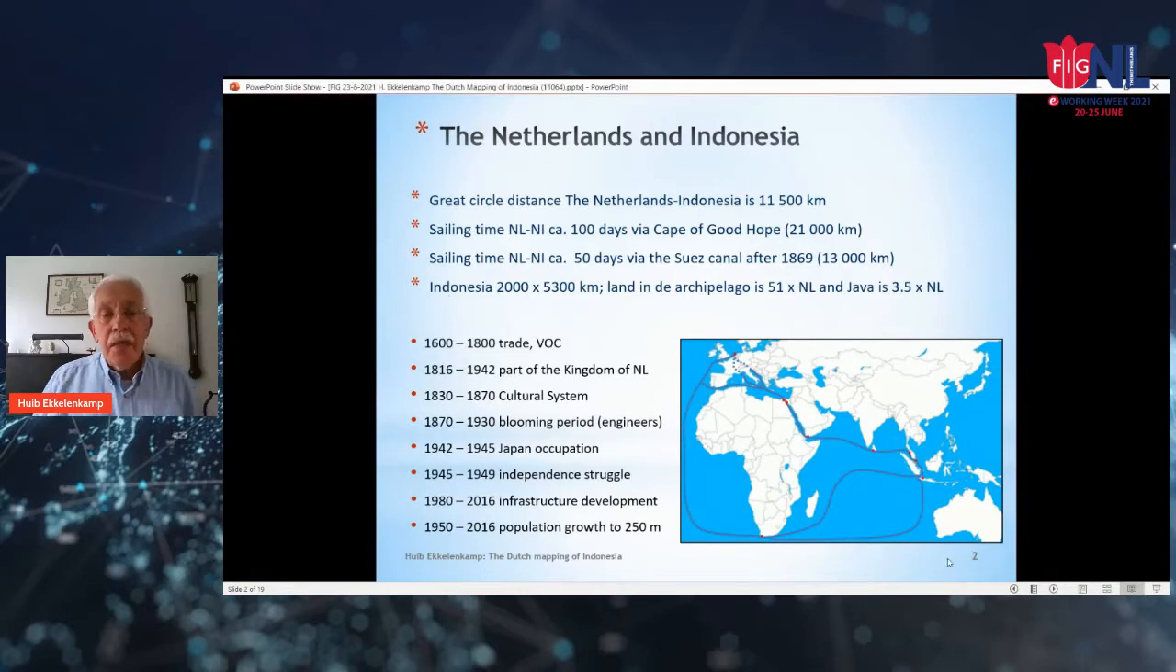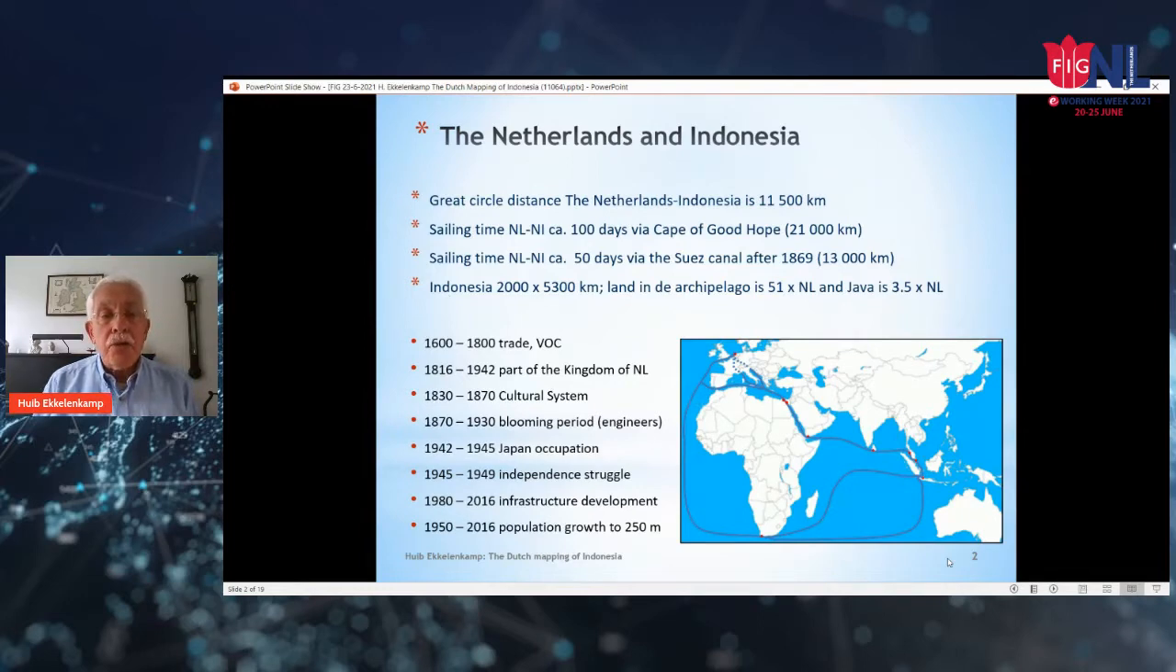We have about 15,000 kilometers of sea travel. This is quite a long distance. Sailing time is about 100 days via the Cape of Good Hope. It's a long way, and therefore it was very much appreciated when the Suez Canal was dug in 1869. It was much shorter, and it resulted in a travel time of about 50 days. But you can imagine that in the beginning it was difficult to get an answer on your question, sometimes more than a year. Indonesia is quite large.